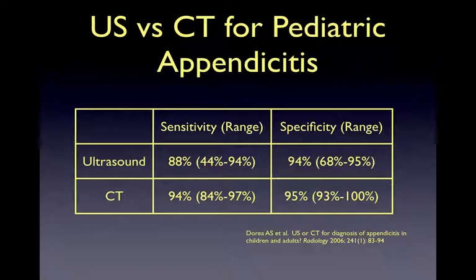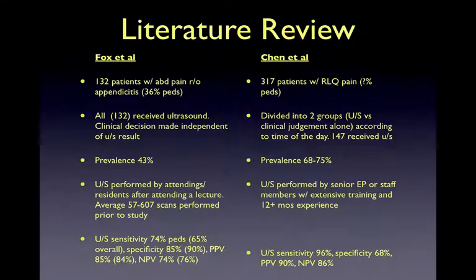In the radiology literature, ultrasound has been found to be 88% sensitive and 94% specific for diagnosis of pediatric appendicitis in a recent meta-analysis, though the range of these numbers is quite high depending on the individual studies. And this is compared to a sensitivity of 94% and a specificity of 95% on using CT to diagnose appendicitis.